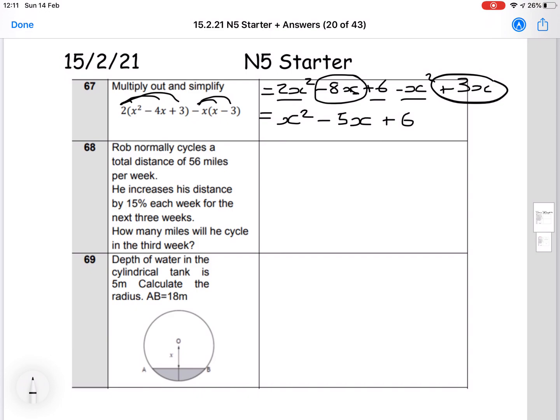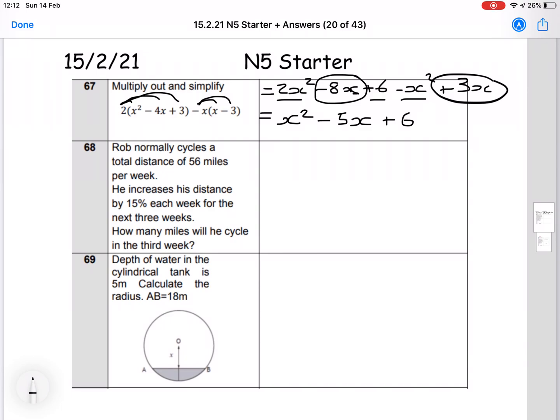Question 68. We have Rob normally cycles a total distance of 56 miles per week. He increases his distance by 15% each week for the next 3 weeks. How many miles will he cycle in the third week? So because this is a consistent percentage increase over a period of time, this would be the same style of question as a compound interest question.